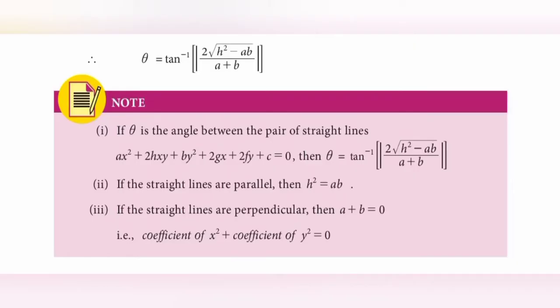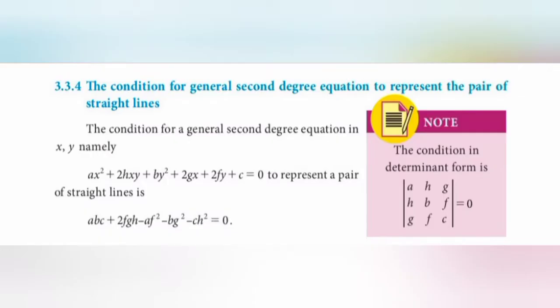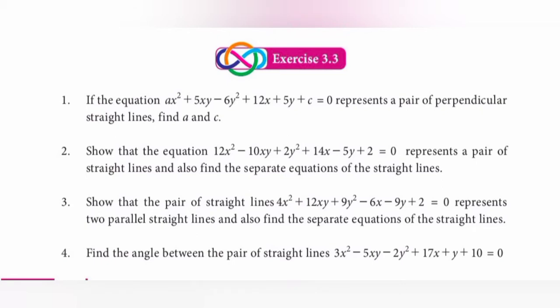Now for finding the angle between the pair of straight lines, theta is equal to tan inverse of 2 root of (h² - ab) divided by (a + b). And if the straight lines are parallel, then h² = ab. If they are perpendicular, a + b = 0, that is, the coefficient of x² plus the coefficient of y² is equal to 0. The condition for a second degree equation to represent a pair of straight lines is abc + 2fgh - af² - bg² - ch² = 0, or the determinant, and this is the exercise. We will see the sums now.